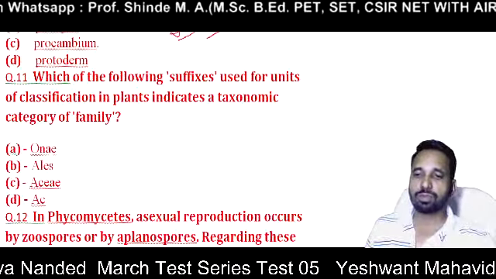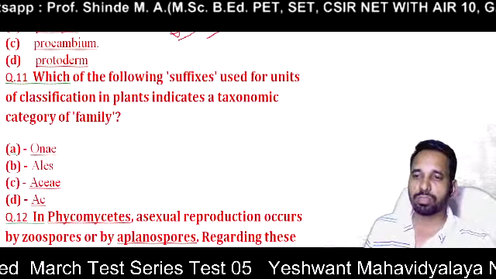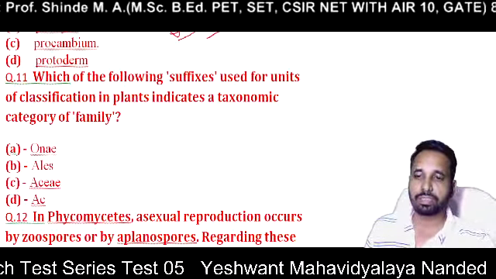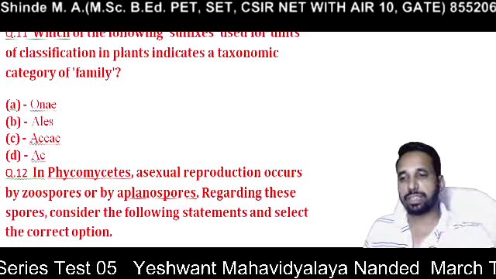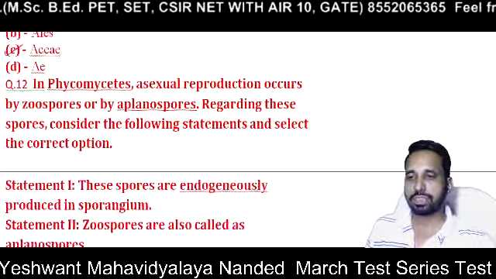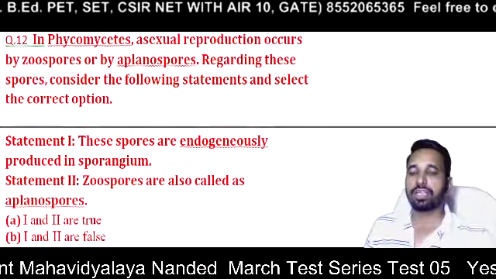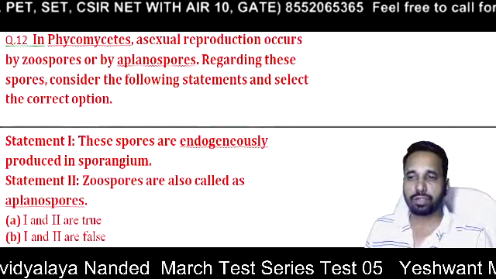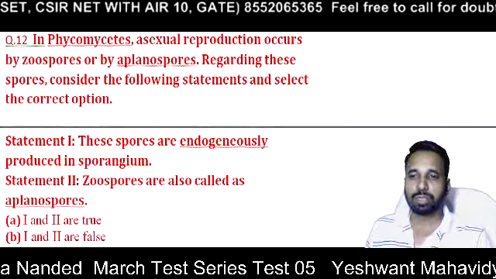Next one, which of the following suffixes used for unit of classification of plant indicate a taxonomy category of family? Very easy question. Within a fraction of a second you should solve such a question. It is aceae.